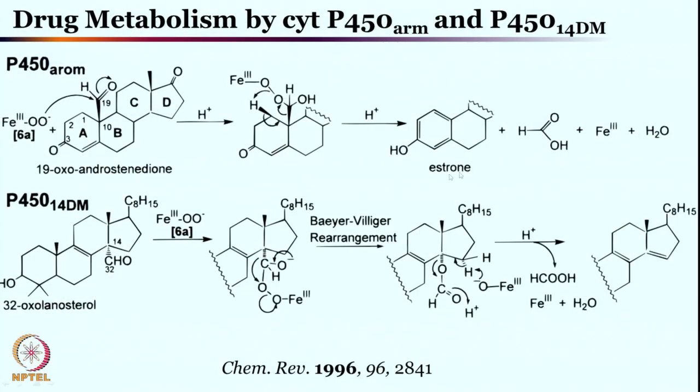In the previous example, as you can see, the estrone can be generated by such a process starting with 19-oxoandrostenedione by the effect of cytochrome P450 aromatase, and then you can have another organic substrate which is similar but a little different. This is 32-oxolanosterol. You can get a really beautiful reaction similar to the deformylation reaction above. You have seen here once again the iron 3 peroxo attacks the aldehyde moiety to give rise to the deformylation reaction, once again forming formic acid. We'll just keep on discussing cytochrome P450 in the next class.